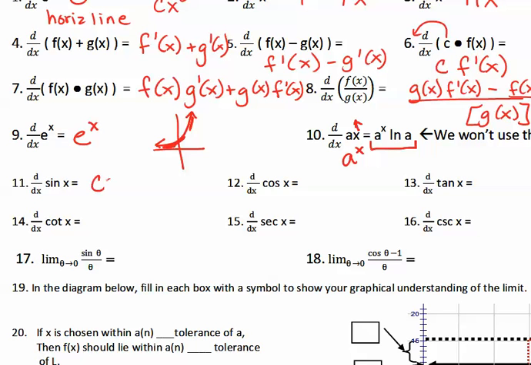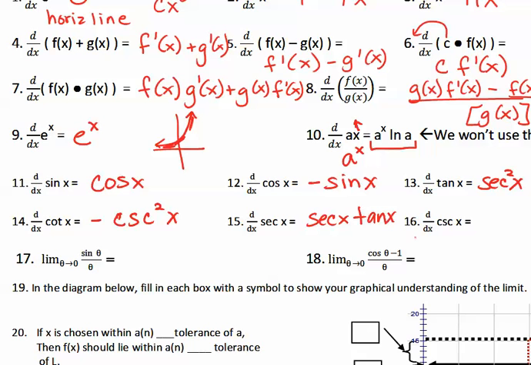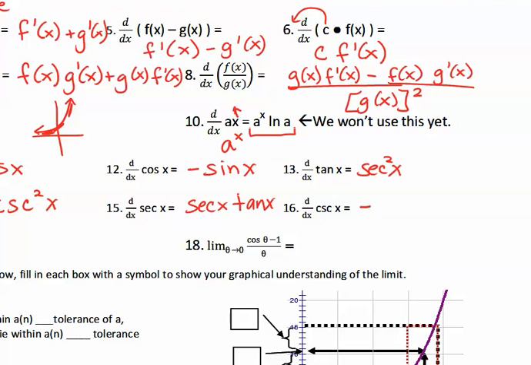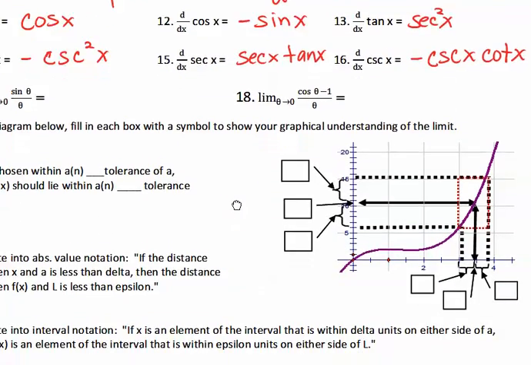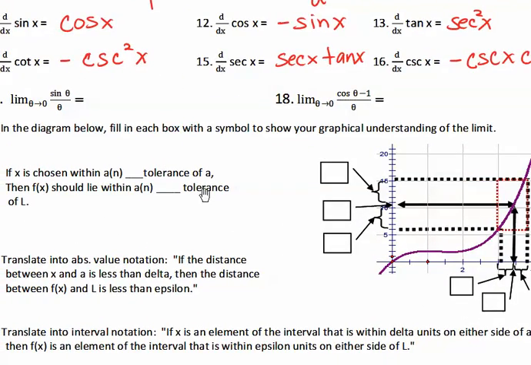The derivative of sine we know is cosine. The derivative of cosine is opposite of sine. Derivative of tangent is secant squared x. Derivative of cotangent is negative cosecant squared x. Derivative of secant is secant times tangent. And derivative of cosecant is the opposite of cosecant times cotangent. And you could practice those with the quotient rule, but it will save you time if you have them memorized.